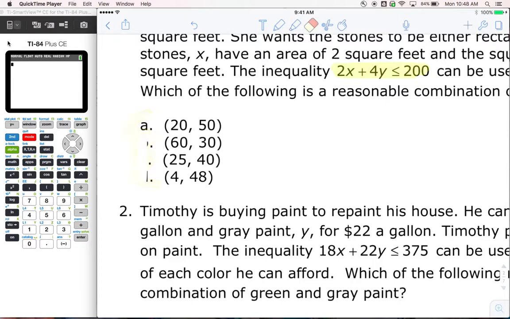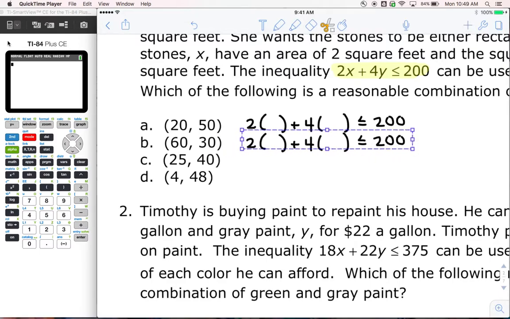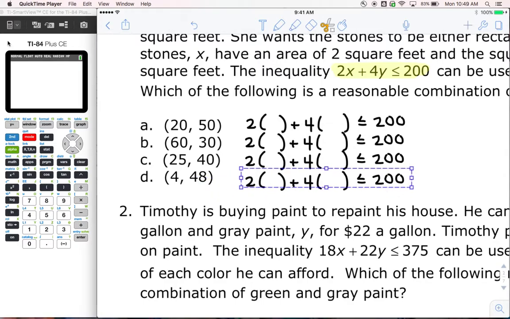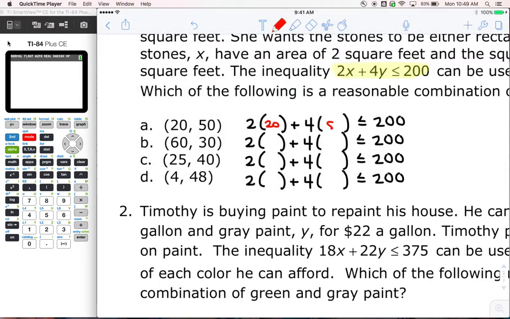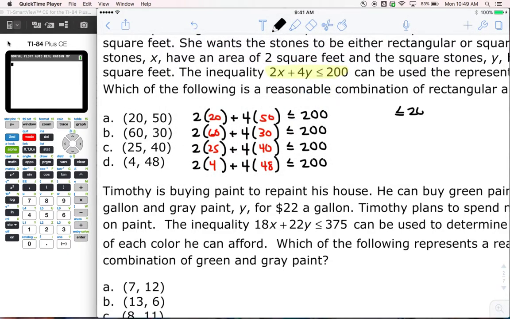So what we're going to do is we're going to just plug each one of these into my inequality. So I've got 2x plus 4y is less than or equal to 200. Now notice that I did not actually write in any numbers there because those are the ones that I'm going to be checking. And so you guys probably can just do this in your calculator, but just to kind of show my work here, I'm going to write all these out. And we're going to plug in the x's and the y's of our answer choices, right? So for option A, we're checking, okay, is 20, 50 a solution? For the next one, we would be checking 60 and 30, and then we would be checking 25 and 40, and then we would be checking 4 and 48. And remember, the whole goal is we're supposed to figure out, okay, is it actually less than or equal to 200?